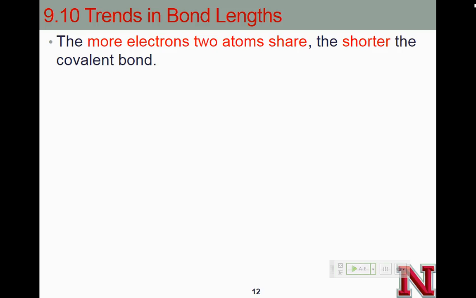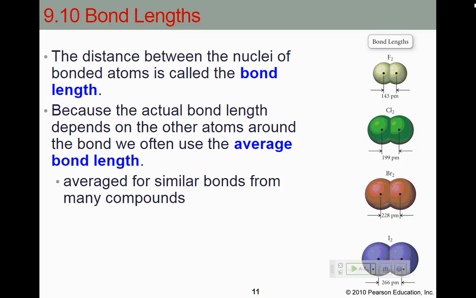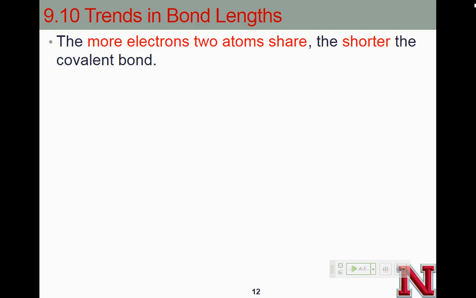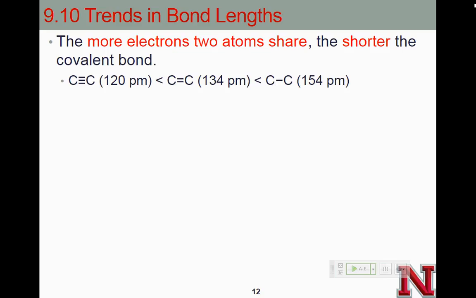So as we go down the periodic table, the bond length gets longer because the two atoms are further apart. But let's look at some other trends. The more electrons two atoms share, typically the shorter the covalent bond. So what does that mean? That means triple bonds are shorter than double bonds, and double bonds are shorter than single bonds.